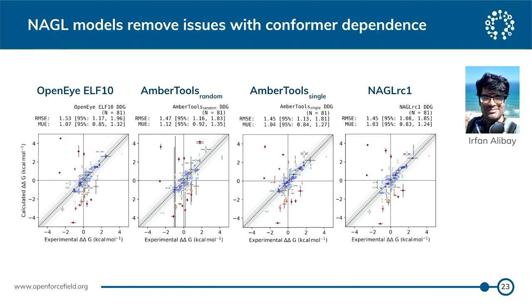At this point, this figure has been shown a couple of times in this conference, so I won't spend too long on it. But the basic gist is, again, very similar performance across OpenEye, AmberTools, and NAGL. In this case, it's the first release candidate, but we don't expect the second one to be significantly different. But it avoids some of the issues that you can get with random conformer generation that you see with AmberTools.